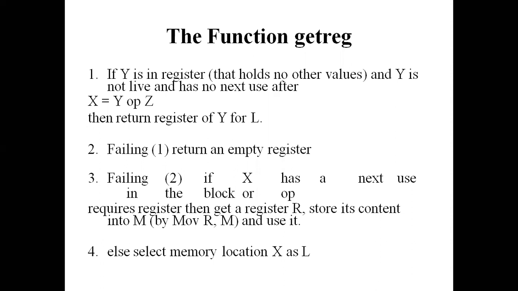If you fail in implementing step 2, if x has next use information in the block or the operator requires registers, then get a register R and store its contents into M.